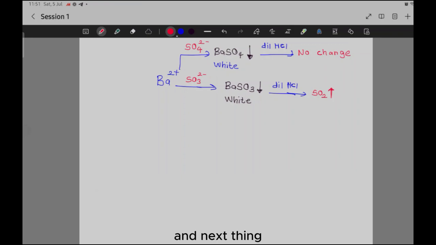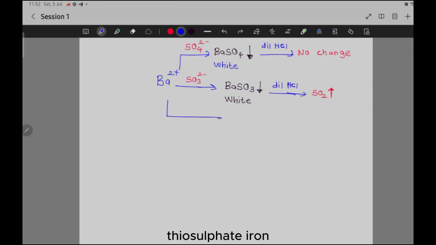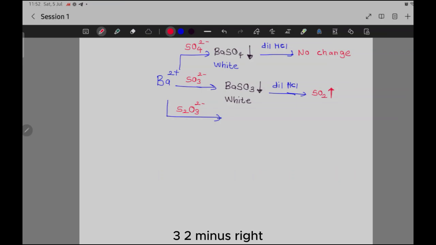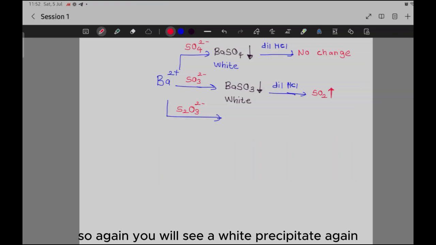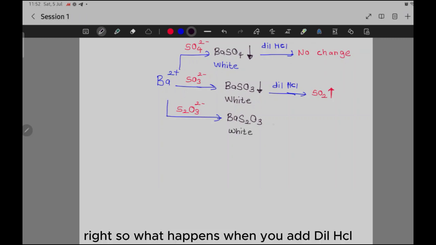And next thing is a little bit more common fellow, thiosulfate ion. When you add barium 2 plus to thiosulfate, S2O3 2 minus, again you will see a white precipitate. So that is BaS2O3, which is a white precipitate.